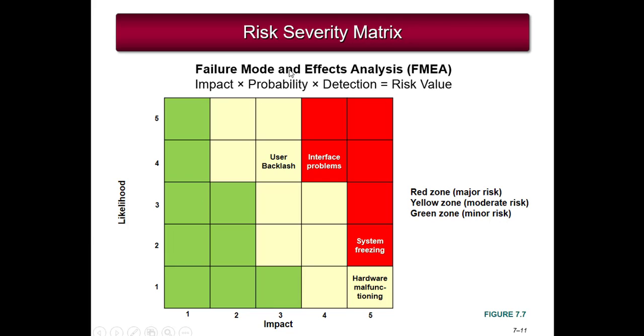This is an example of failure mode and effects analysis, where you look at the impact times the probability times the detection to give you an overall score or risk value. The chart shows that the green area would have low impact and low likelihood, whereas the red area would have high impact and high likelihood.